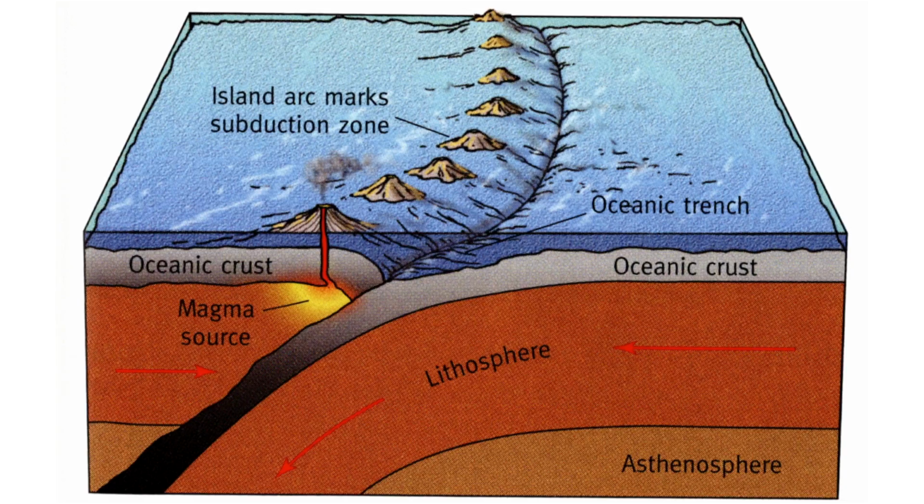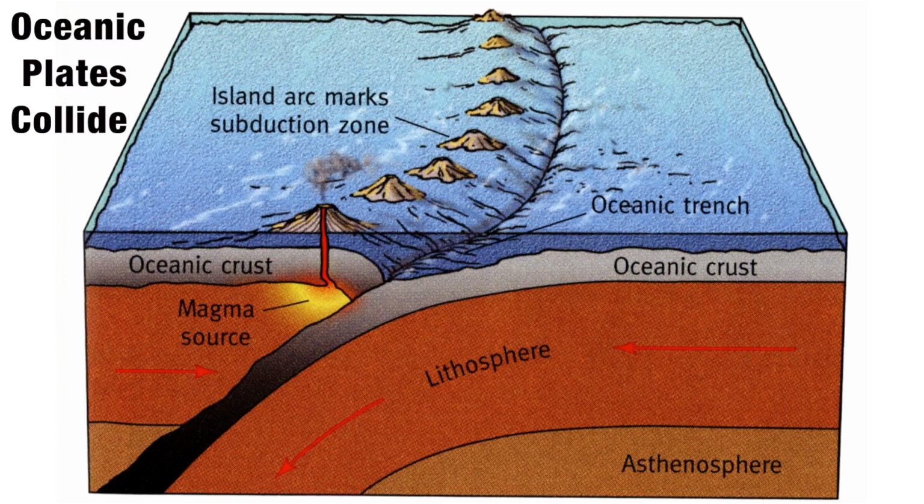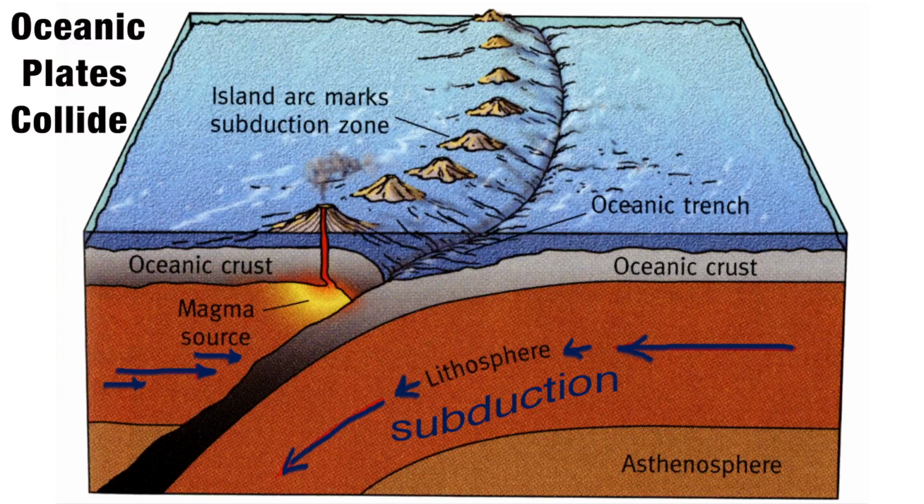This illustration shows what occurs when two oceanic plates collide. As indicated here, the advance of the plate on the right, from right to left, causes the subduction of a thin basaltic oceanic plate under its adjacent neighbor.